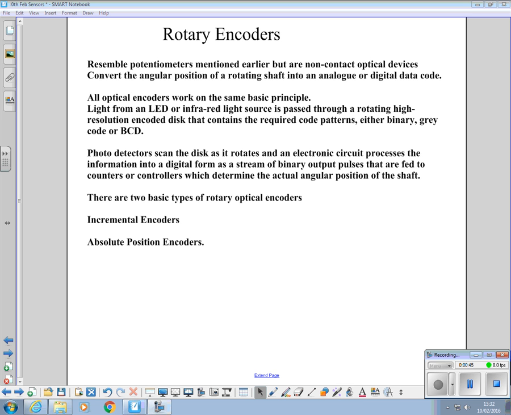Photodetectors scan the disk as it rotates, and an electronic circuit processes the information into a digital form as a stream of binary output pulses that are fed to counters or controllers, which determine the actual angular position of the shaft. Two basic types of rotary optical encoder: incremental encoders and absolute position encoders.